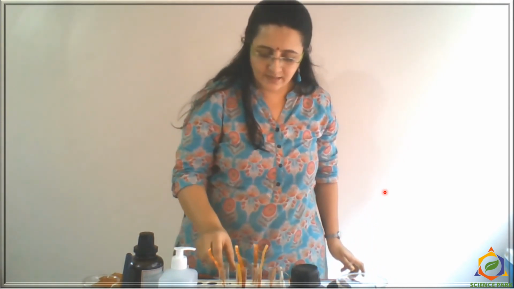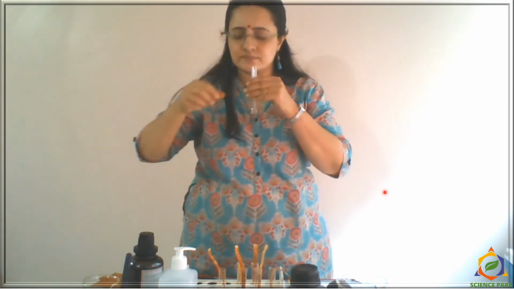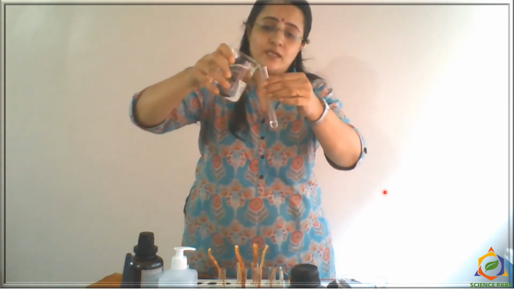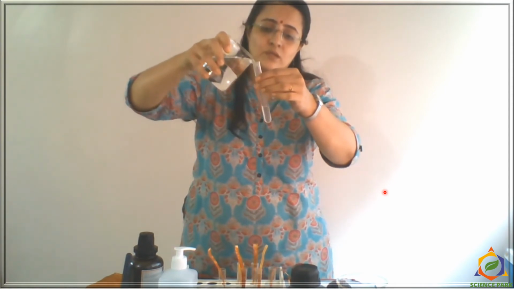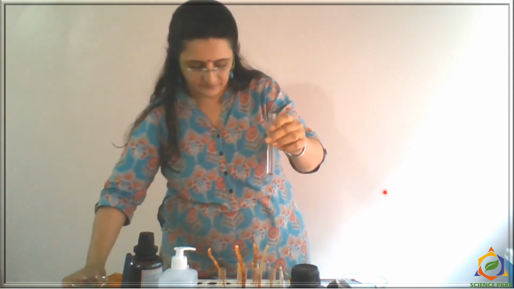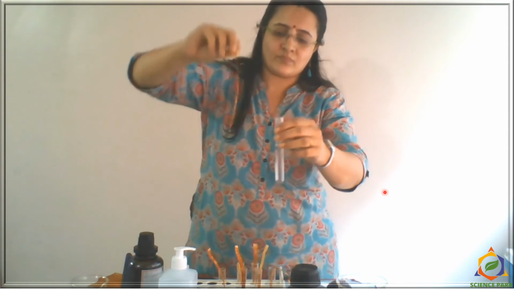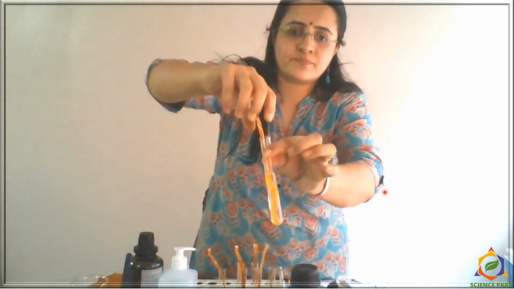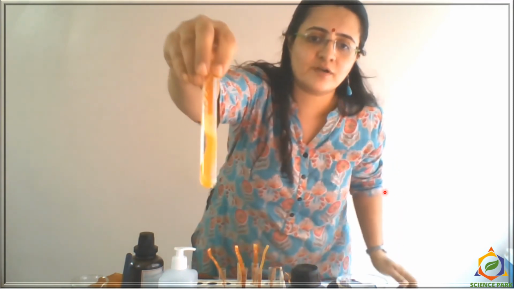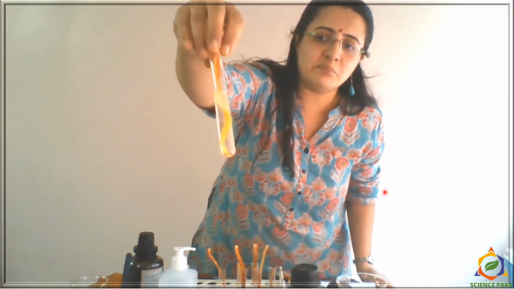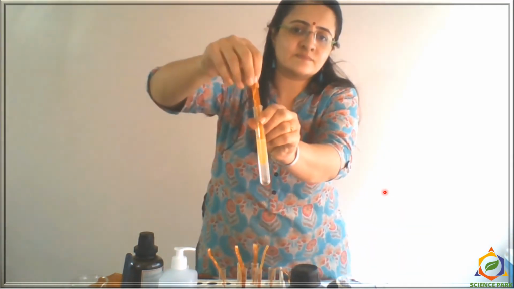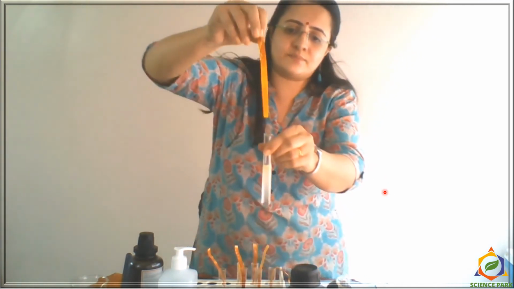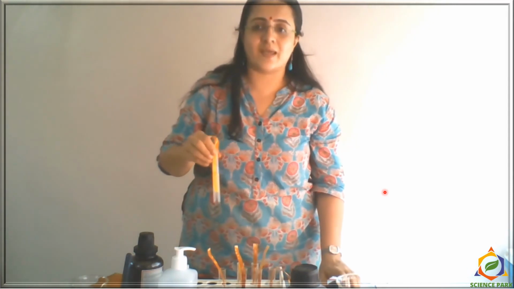And lastly, we'll test acetic acid, glacial acetic acid. I am diluting it with water and putting our last strip of turmeric paper in that. Can you see the change of color of the turmeric paper strip immediately? This shows that it is again an acid. That is it.